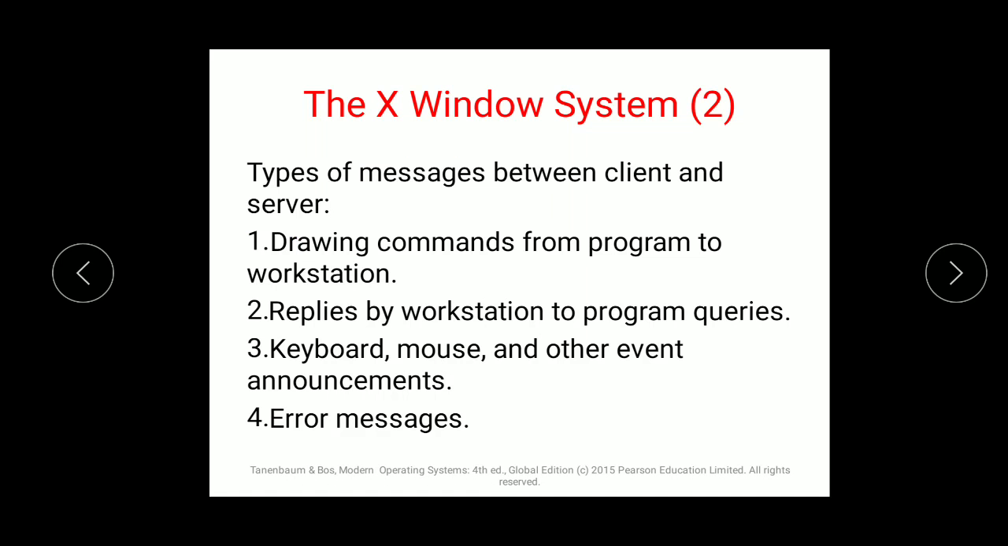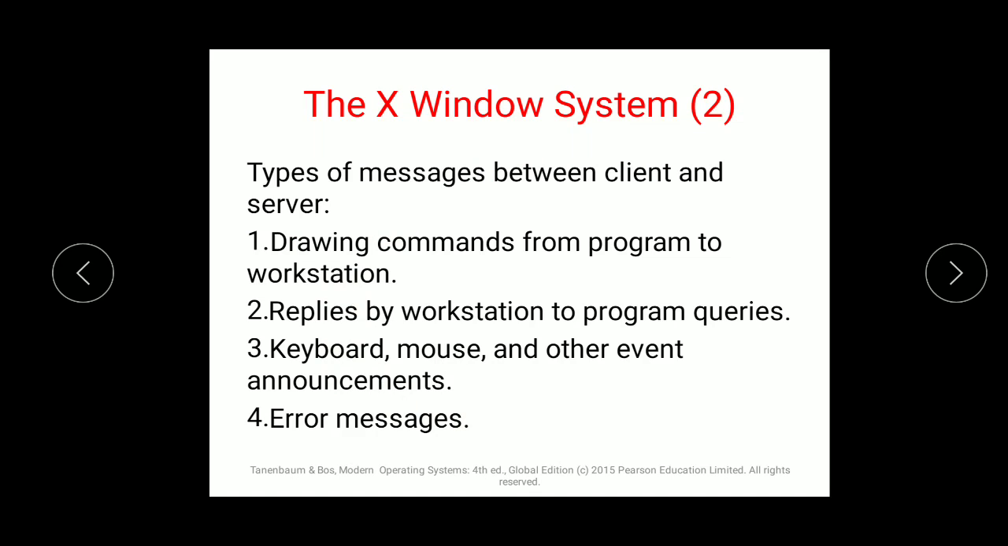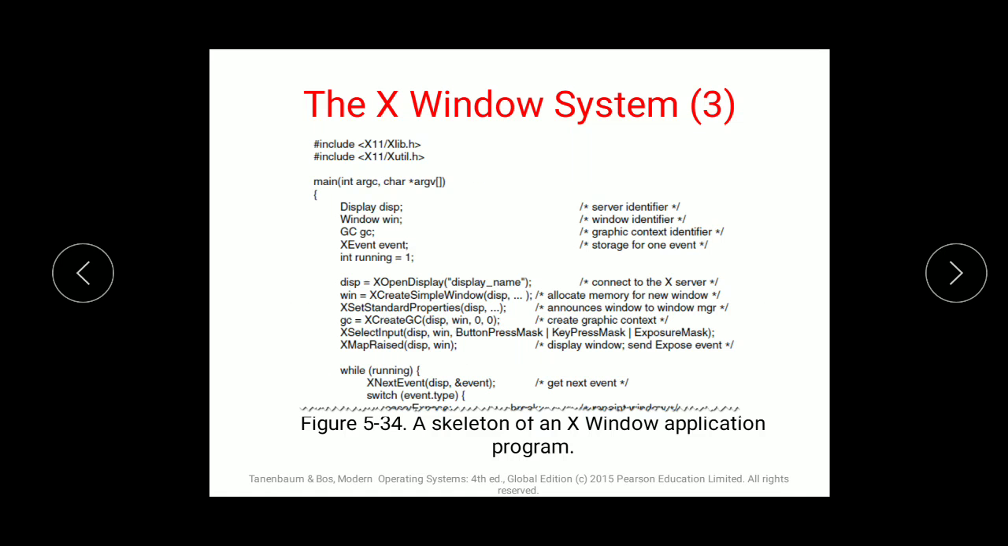The types of messages between client and server are drawing commands from the program to the workstation, replies by the workstation to program queries, keyboard, mouse and other event announcements, and error messages. So what do they do? Communication between client and server. If my client is asking for a request, the server will respond to that request. If there is usage of the mouse or any hardware, it informs the server. If an error occurs, the server will inform the client to wait while the function is being performed. So these are the tasks done in the window system.